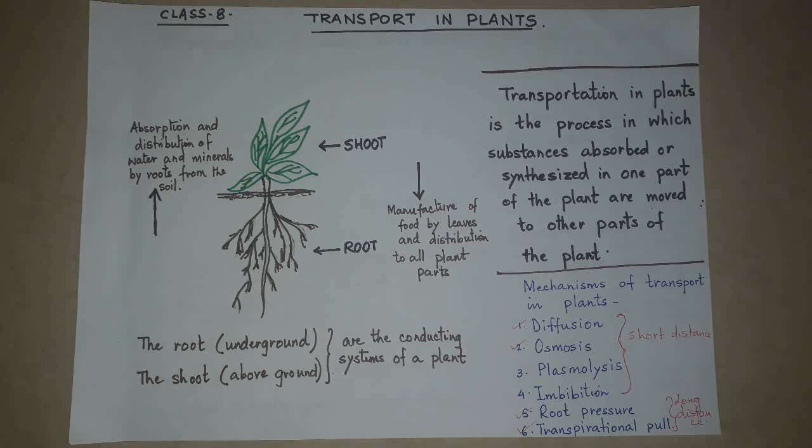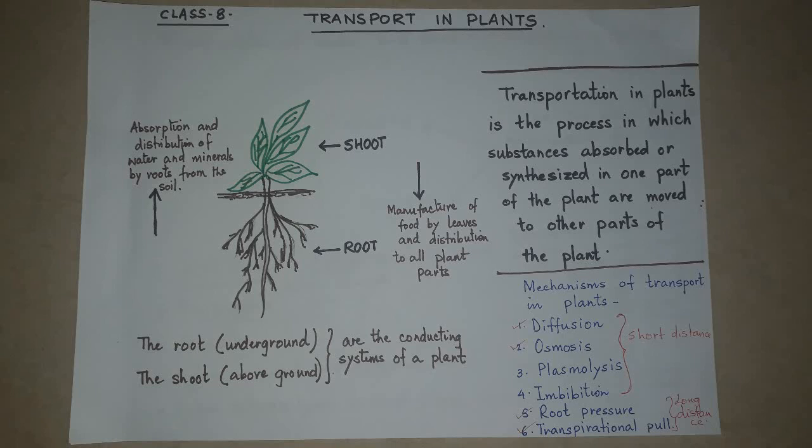Today we will read about transport in plants, which is the very first chapter of your bio textbook from class 8. Now for transportation, what do plants transport? Food, material, water and nutrients.